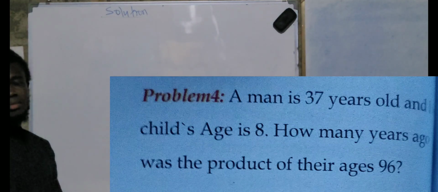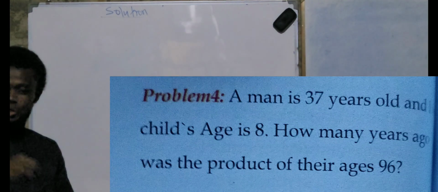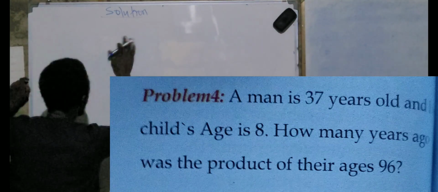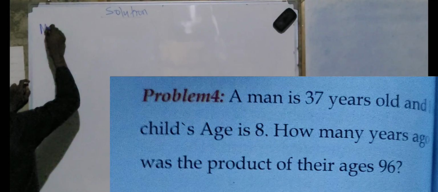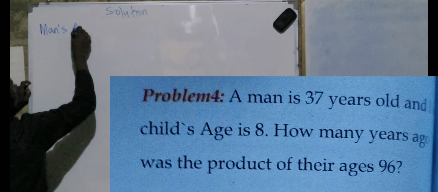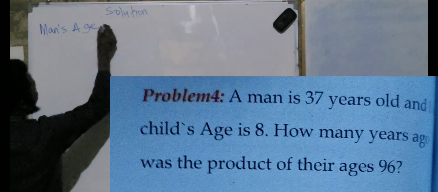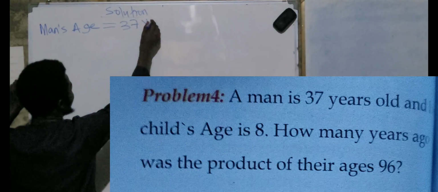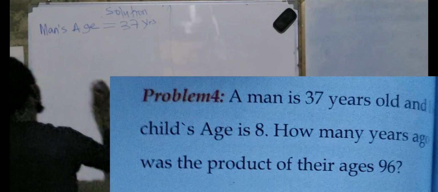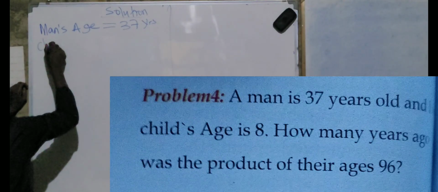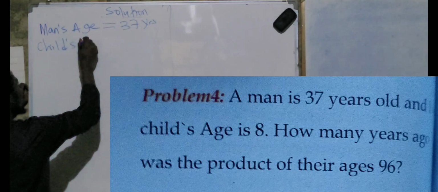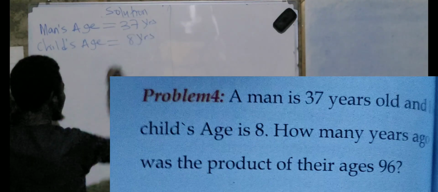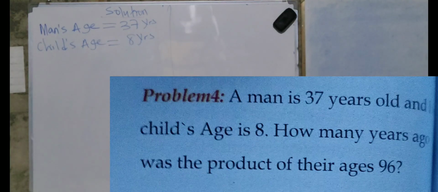A man is 37 years old. These are some of the questions you must take notes of. A man is 37 years old. Now, the man's age is equal to what? 37 years old. And his child's age is 8 years. Now, the child's age is 8. How many years ago was the product of their ages 96?